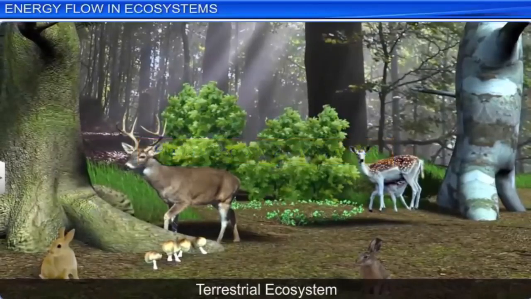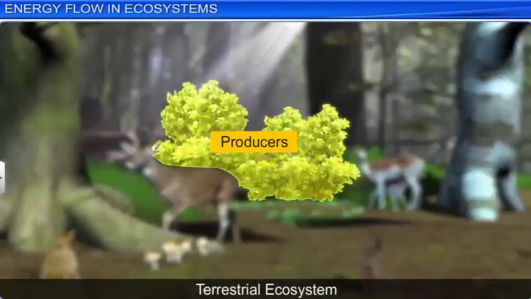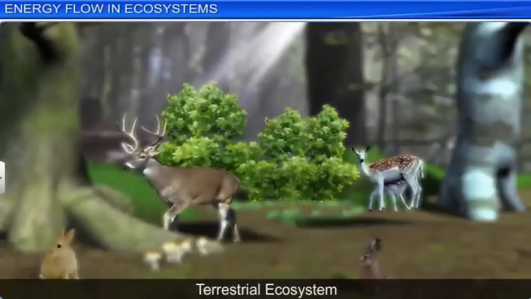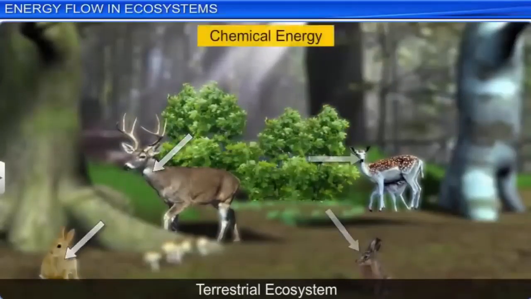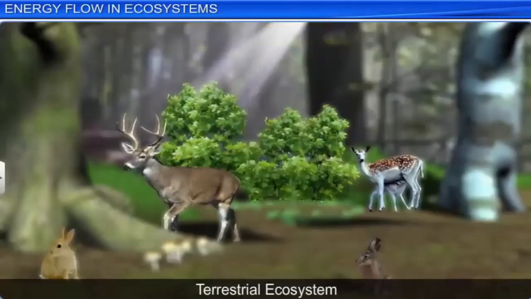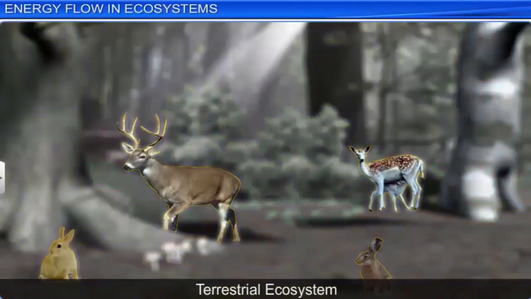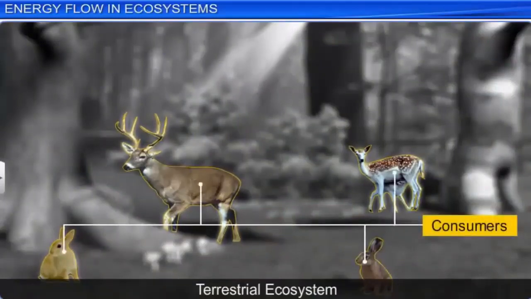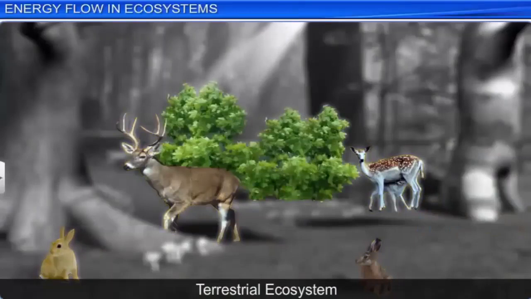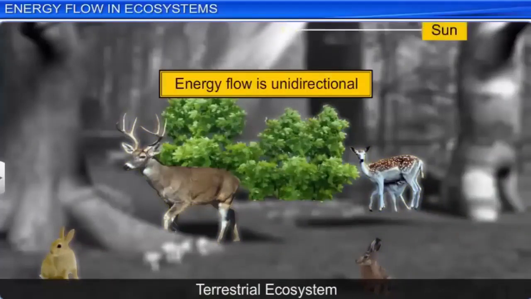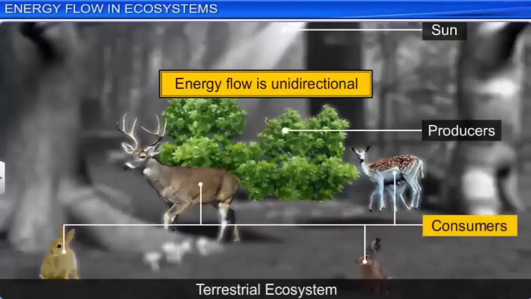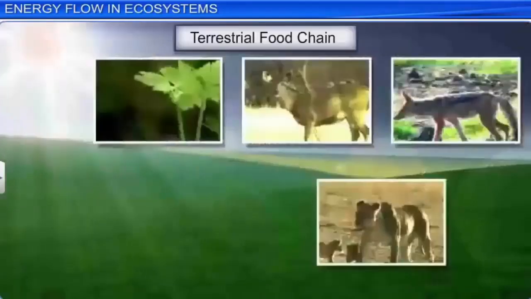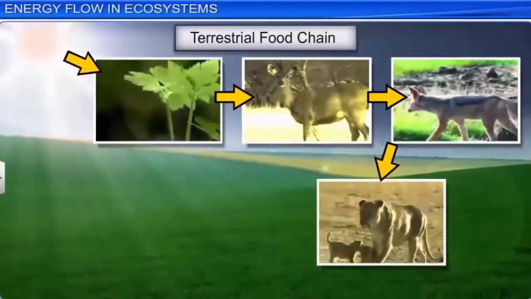In all ecosystems, the solar energy tapped by plants or producers is converted into chemical energy and is passed on to all other organisms. All organisms which are directly or indirectly dependent on producers for their food are known as consumers. Hence, there is a unidirectional flow of energy from the sun to producers and then to consumers. This flow of energy in the ecosystem can be depicted by a food chain, which also shows the interdependence of organisms.